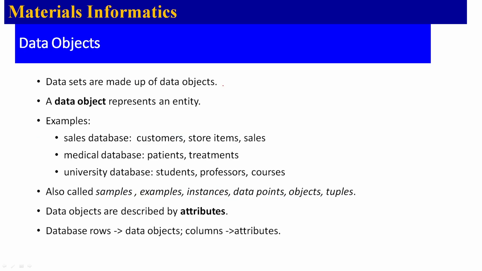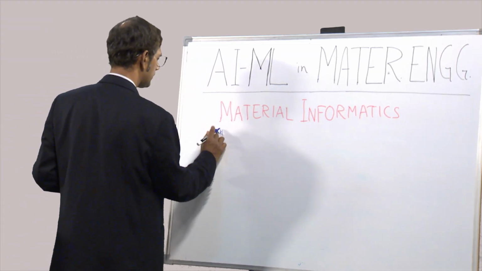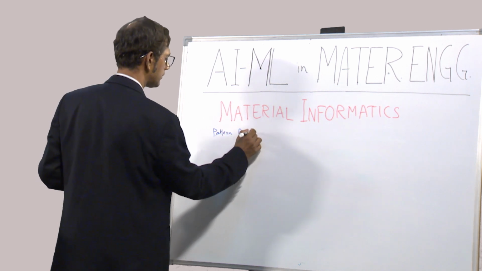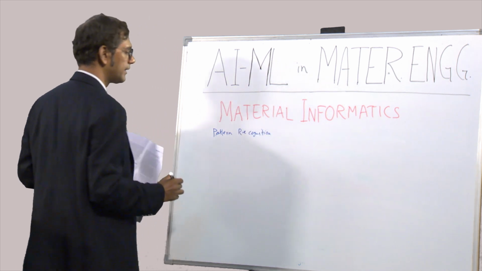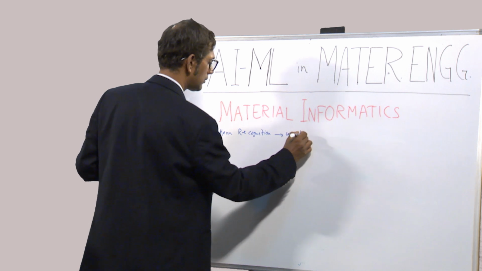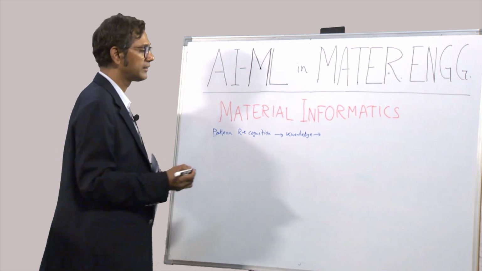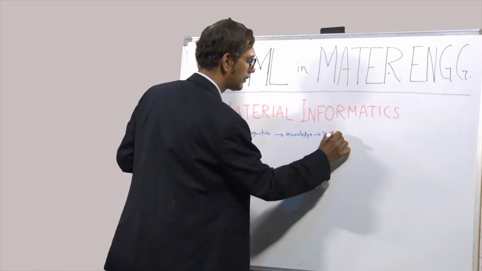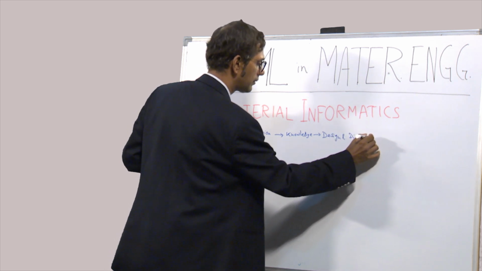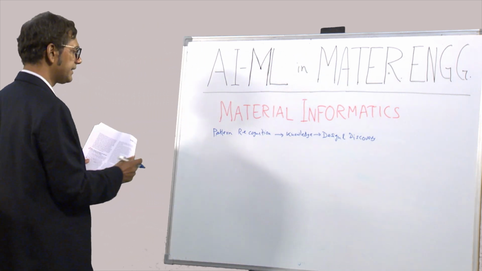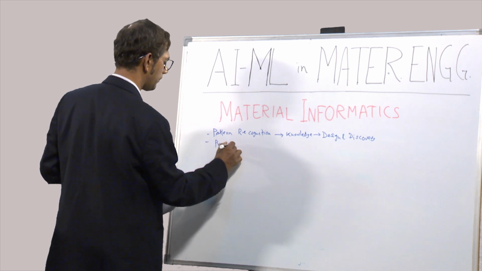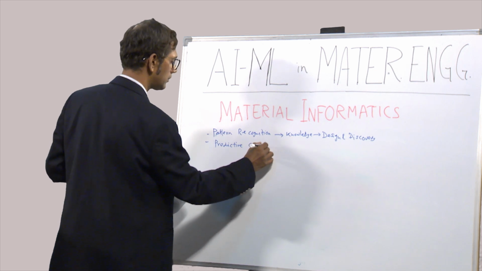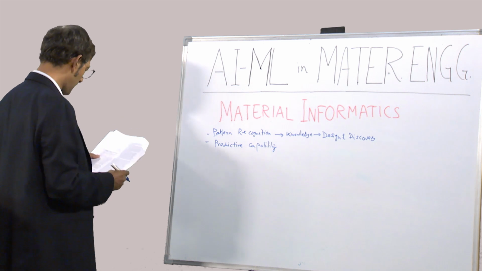So let's talk about what analysis the databases can do. Let me put it together a little bit on the board. As we said, the basic objective is pattern recognition. That provides you knowledge, and knowledge provides you discovery, or design rather. And the second thing is basically predictive capability. These are the two objectives of material informatics.